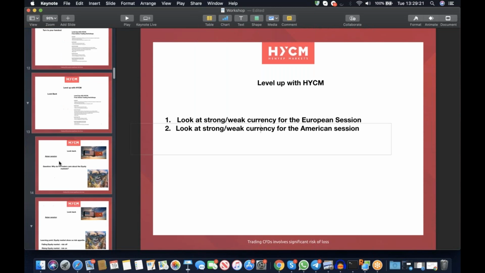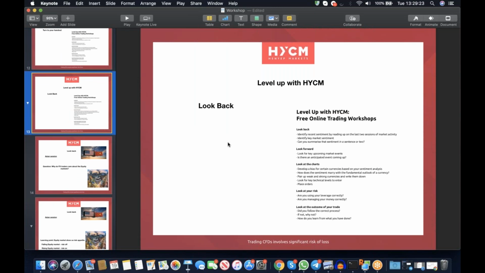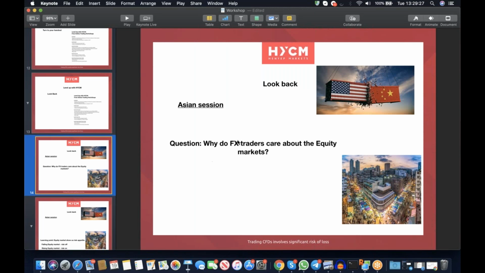So looking back at the market, we've looked at some of the key movers. The Asian session, we had a mixed bag. We had the Nikkei, which was down, and the Hang Seng was up. So just show you.